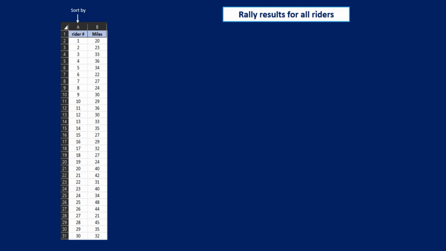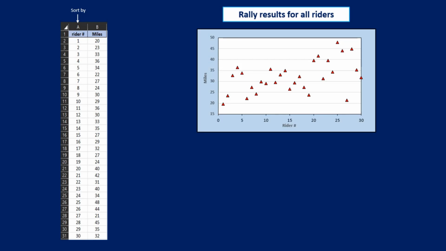Let's now look at an XY plot of the data. On the x-axis, the riders are arranged by number. The y-axis shows how many miles each rider covered. What do you make of this? Fran says, "It looks to me like the riders are all over the place." "I agree," says Mr. Miller. "There's a lot of variation in the miles ridden by the different riders.